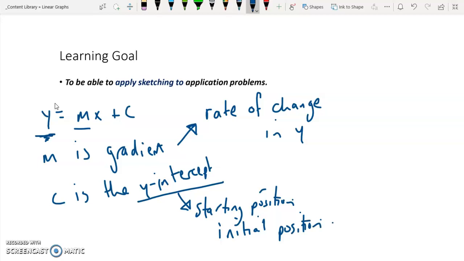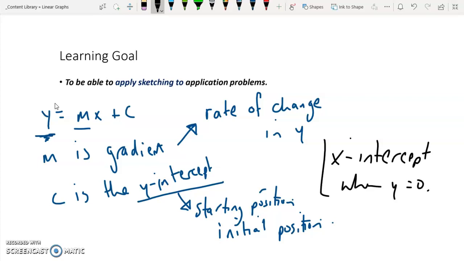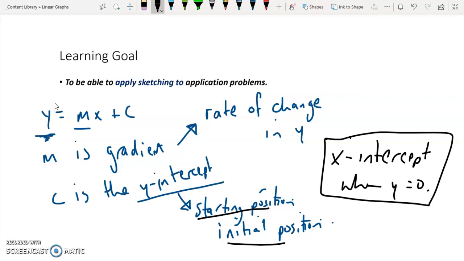Other key facts from the last couple of lessons were our x-intercepts as well, so when y equals 0. Three important bits of information there, and this one in particular, the rate of change. So we're looking for rate problems.